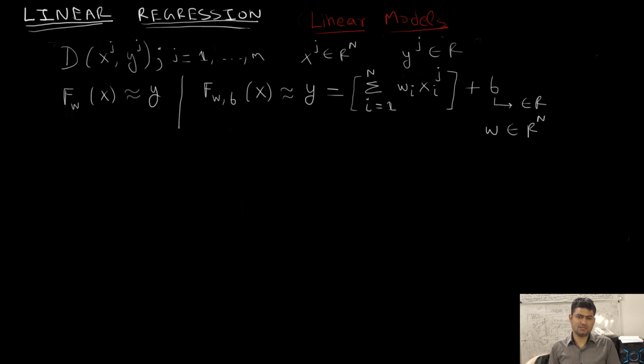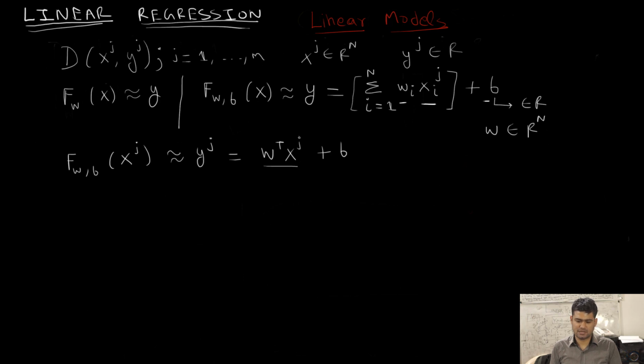This kind of function is known as a linear model because you can see that the function f is linear in its input x. It also happens to be linear in the learnable parameters w and b, and that's why we call it linear regression. We can write this equation more compactly as f parameterized by w and b takes in the input x, the jth data sample, and produces the corresponding label yj using the equation w transpose x j plus the bias term.